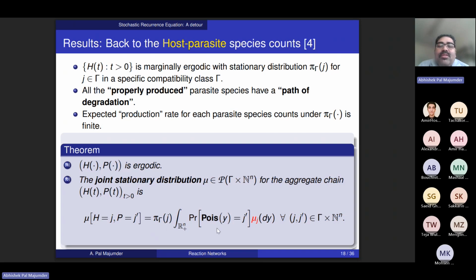And a mixture of Poisson is kind of expected, but here you can see that the host species limit will be the stationary distribution that is assumed here. It is the first assumption. So pi gamma j is actually the limiting distribution for host species at species count j. But then the mixture of Poisson contains this measure mu j. And this is where the idea of the stochastic recurrence equation that I just explained will come in handy.